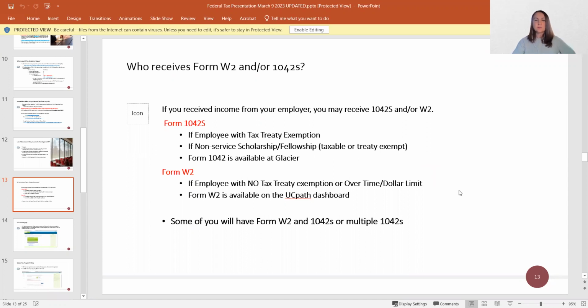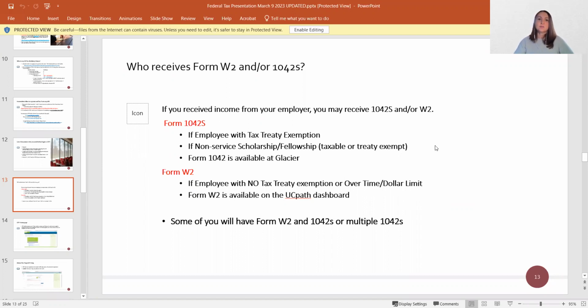So if you work for UCSC as an employee, and if you received salary, you go to the UC Pass dashboard, and under taxes, you can find your W-2. If you only receive fellowship or prizes, awards, or if you were a contractor providing some other services to UCSC, you're not going to have a W-2 from UCSC. If you work for somebody else, they have to provide you with a W-2.